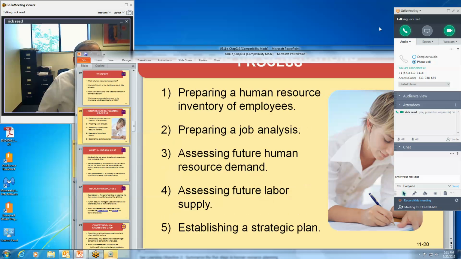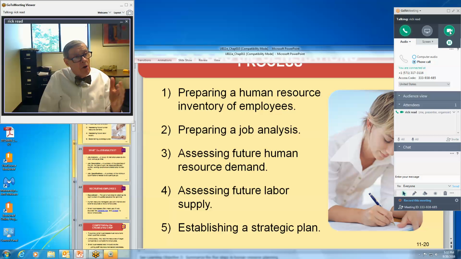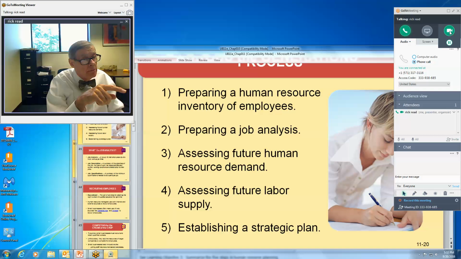Now, this is the HR planning process. First of all, you're going to do an inventory. And then once you've done an inventory, you're going to prepare a job analysis. I would like to say job analyses because most likely you're talking about more than one job. Assess the demand for employees. Now, remember, when you're assessing demand for employees, you have to take into consideration what other organizations are going to need. Find out what's going to be in the labor supply somewhere down the road, what's here today and then what's going to be down the road, and then developing a plan to be able to get those needed human resources.